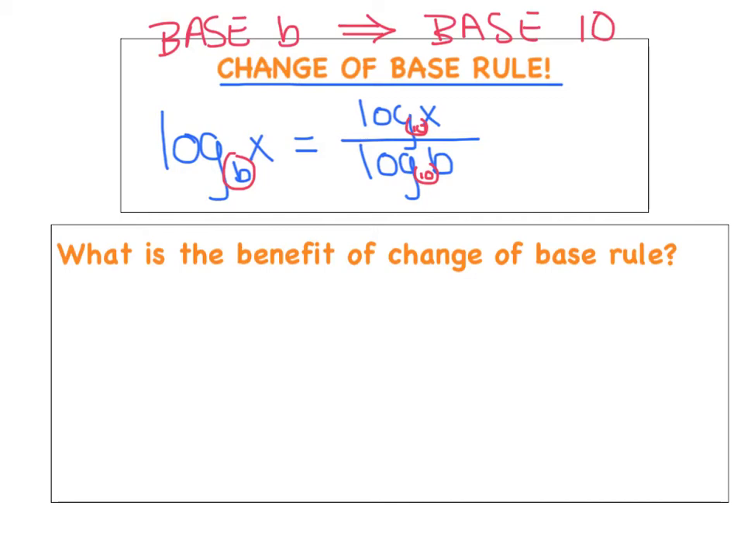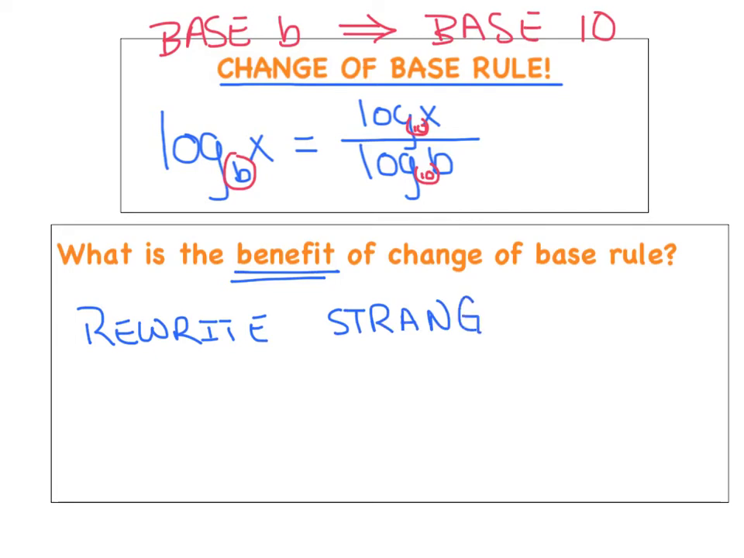And so that's my next question. What's the benefit of the change of base rule? Well, the benefit is that the calculator only knows how to do base 10. So you can take all sorts of strange logs and now type them into your calculator. Before, when we were working with log base 2 or log base 3, we weren't capable of plugging it into our calculator. So how would we describe the benefit? Let's say we can rewrite strange log bases and now use the calculator.